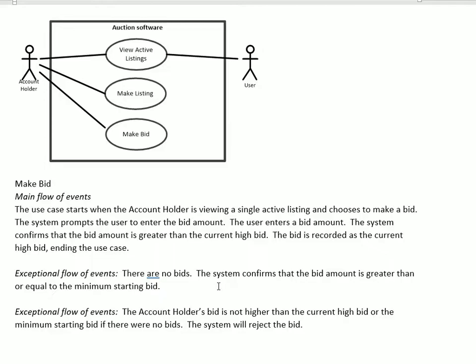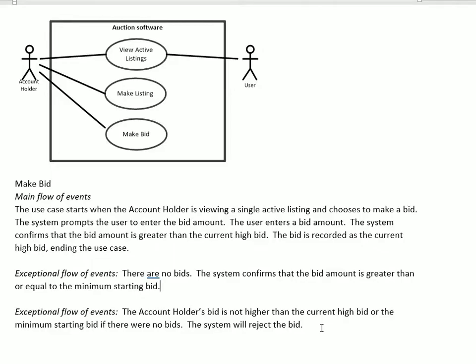So, minimum starting bid is another object candidate, again, probably just a float, and the second is the account holder's bid is not higher than the current bid or the minimum starting bid. If there were no bids, the system will reject the bid. No new objects there, but we are seeing system responsibilities to accept or reject bids that we will have to assign to some object in the system.